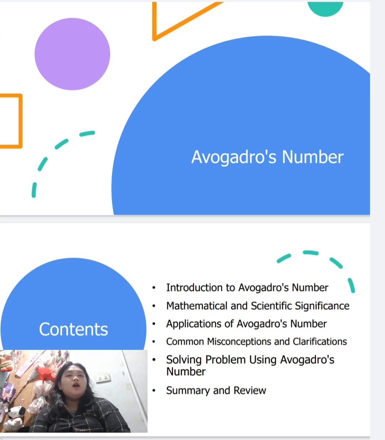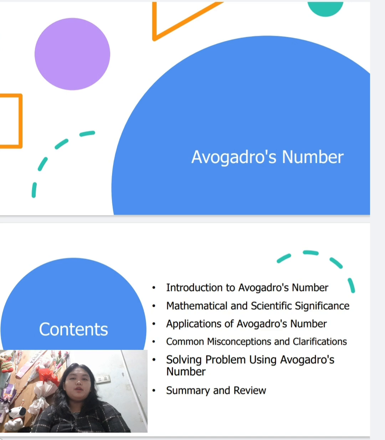My topic is Avogadro's number. We will tackle it with the following contents. First is the introduction to Avogadro's number. The second is the mathematical and scientific significance. The third is the application of Avogadro's number. The fourth is the common misconception and clarification. Next is solving problems using Avogadro's number. And the last is the summary and review of Avogadro's number.